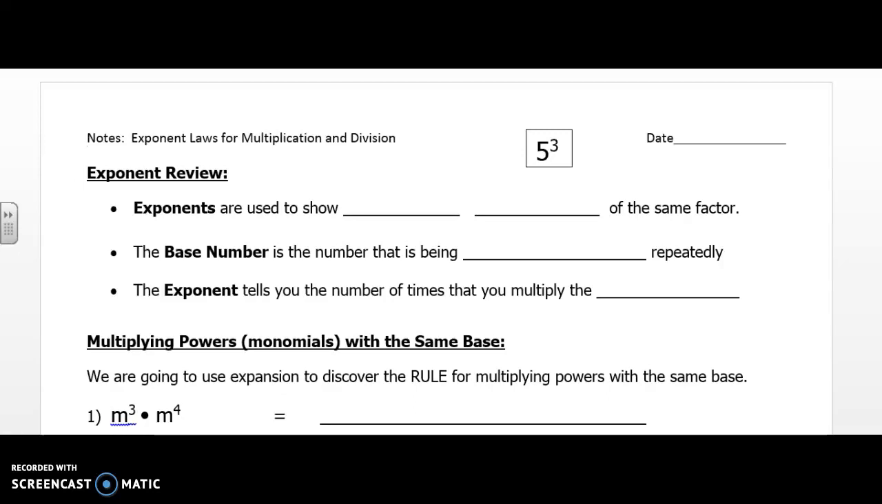All right, ladies and gentlemen, welcome back to another lesson here. We're going to be talking about the exponent law for multiplication today.